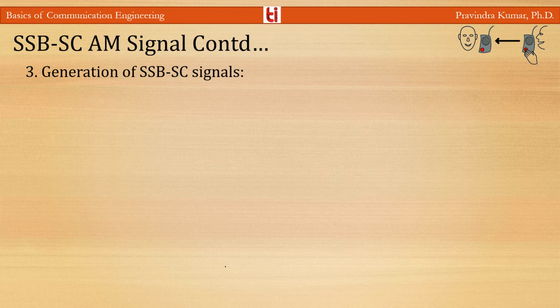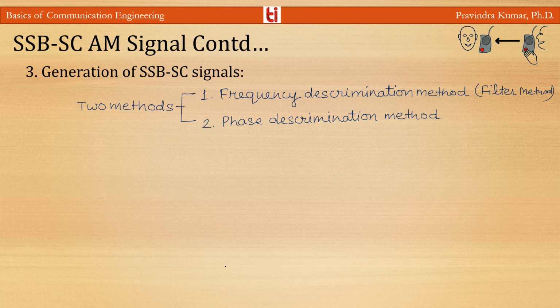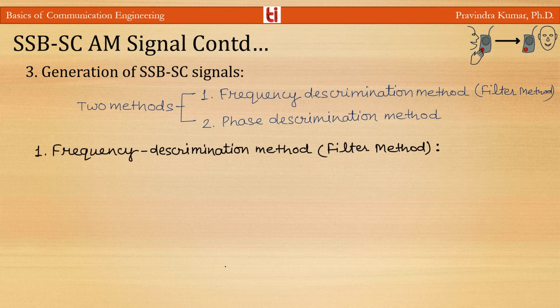Now, generation of SSB-SC signals. We can generate an SSB-SC signal using two methods: the frequency discrimination method or filter method, and the phase discrimination method. So first of all, we will discuss the frequency discrimination method.